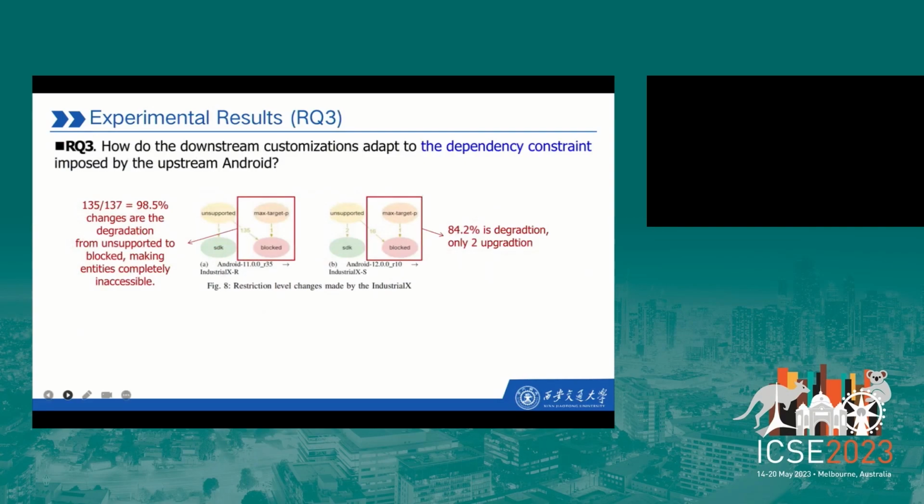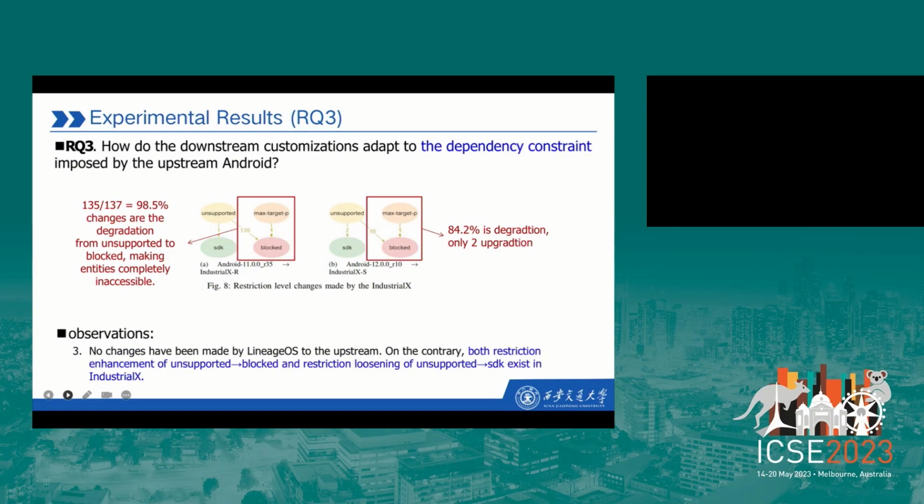And we further examined the restriction level change of upstream Android API entities made by downstream. Figure 8 depicts the restriction level change to upstream API entities made by the downstream. And we found no change had been made by the open source projects, and on the contrary, both restriction enhancement and restriction loosening exist in Industrial X.